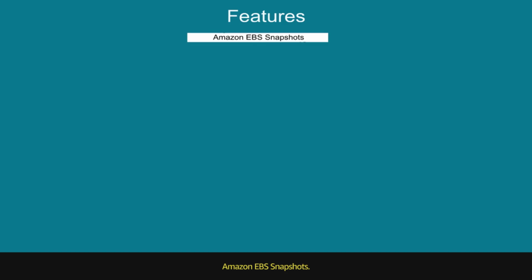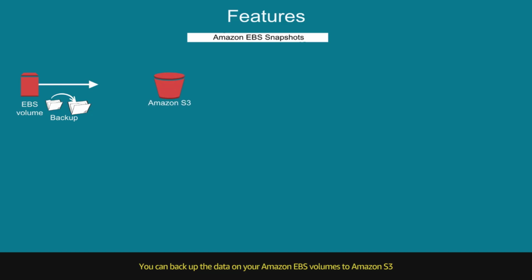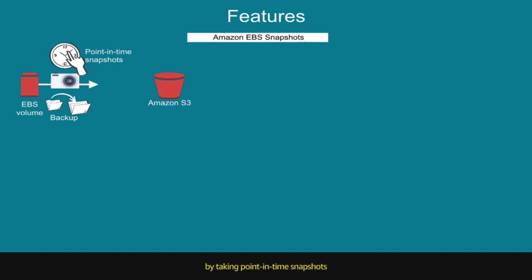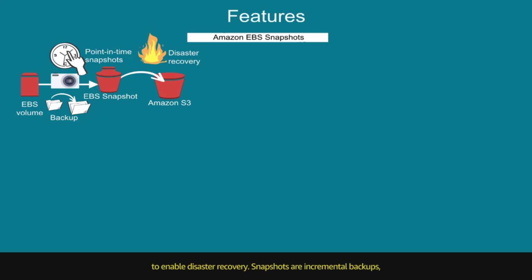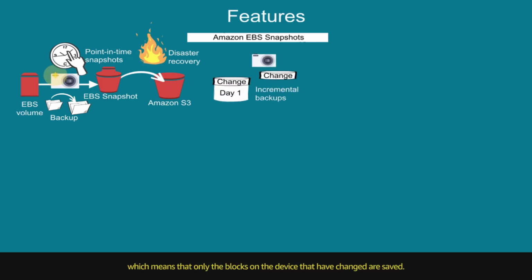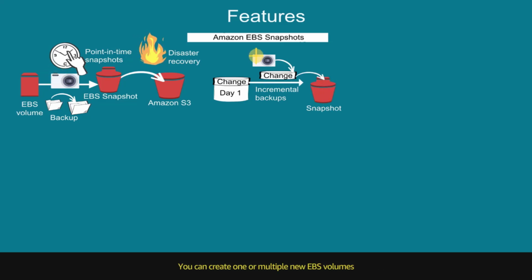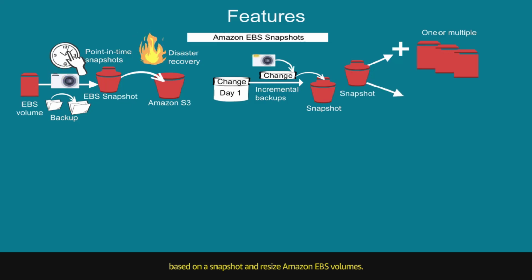Amazon EBS Snapshots. You can back up the data on your Amazon EBS volumes to Amazon S3 by taking point-in-time snapshots to enable disaster recovery. Snapshots are incremental backups, which means that only the blocks on the device that have changed are saved. You can create one or multiple new EBS volumes based on a snapshot and resize Amazon EBS volumes. The following are the key features for Amazon EBS snapshots.